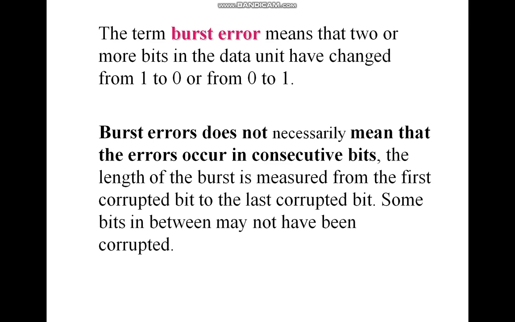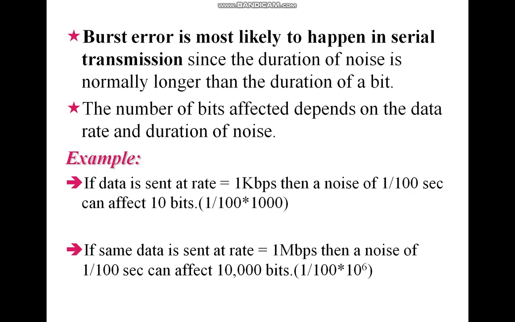Burst errors do not necessarily mean that the errors occur in consecutive bits. The length of the burst is measured from the first corrupted bit to the last corrupted bit. Some bits in between may not have been corrupted. Burst errors are most likely to happen in serial transmission, since the duration of the noise is normally longer than the duration of the bit. The number of bits affected depends on the data rate and duration of the noise. These are some examples of how the data rate is calculated.